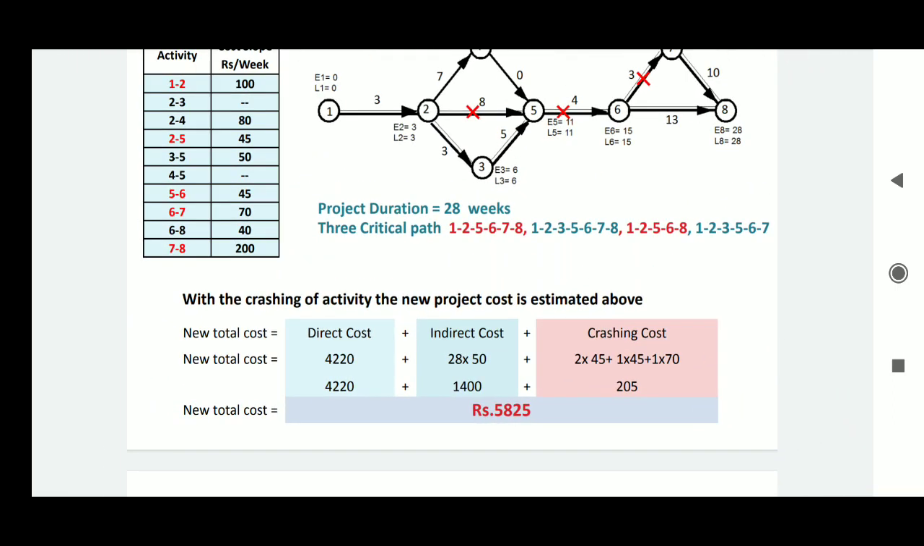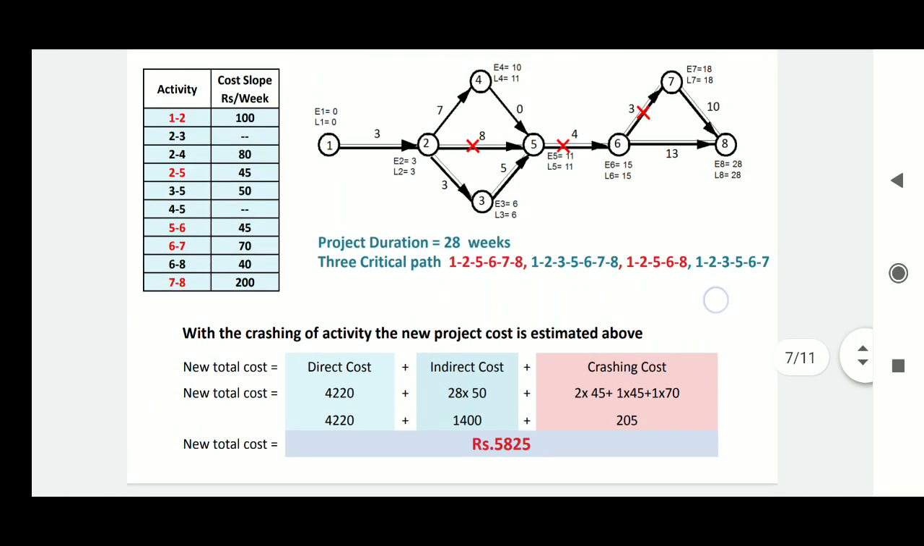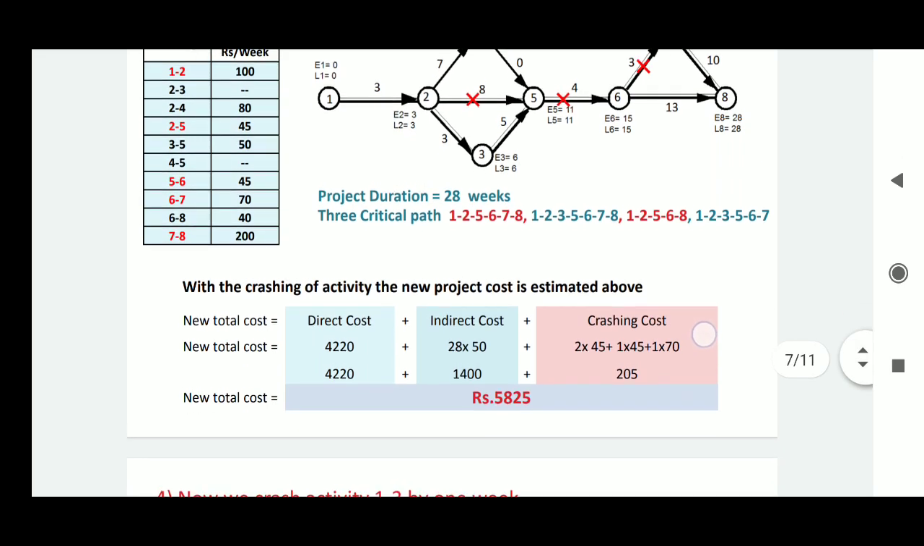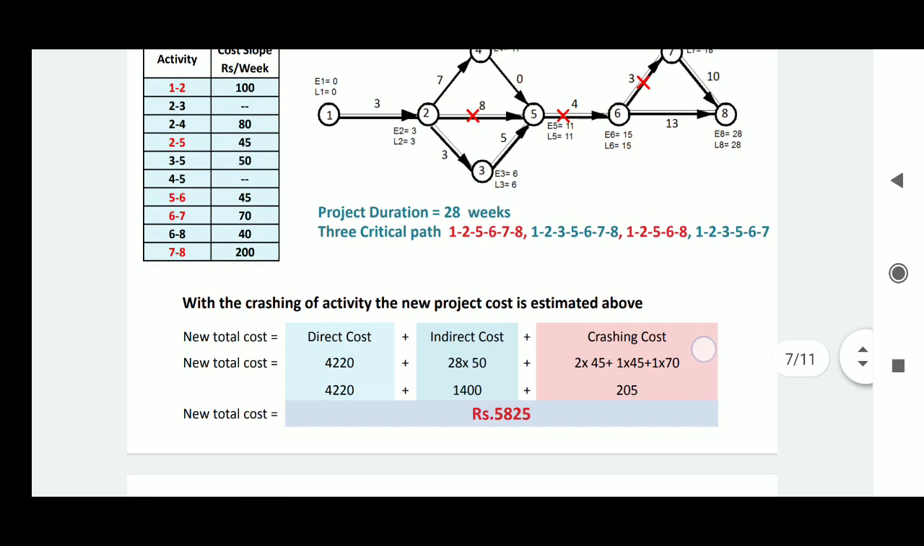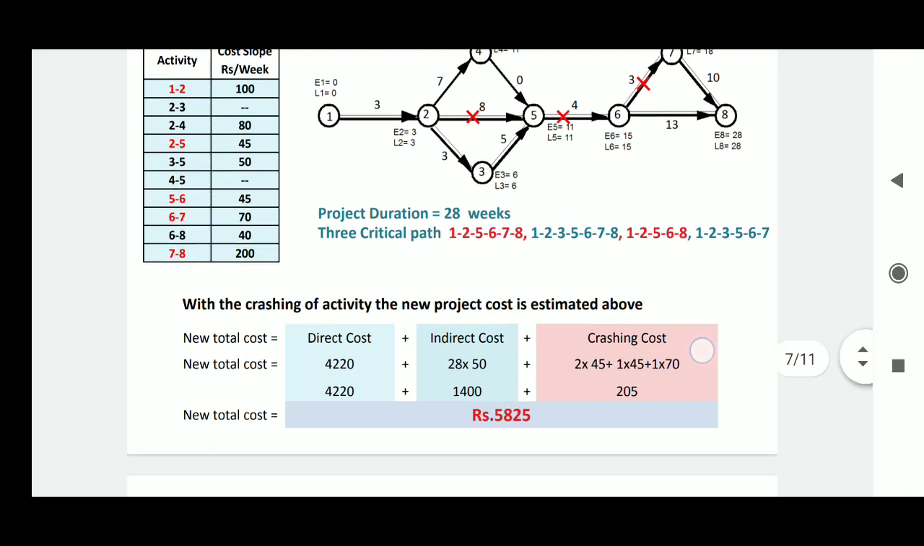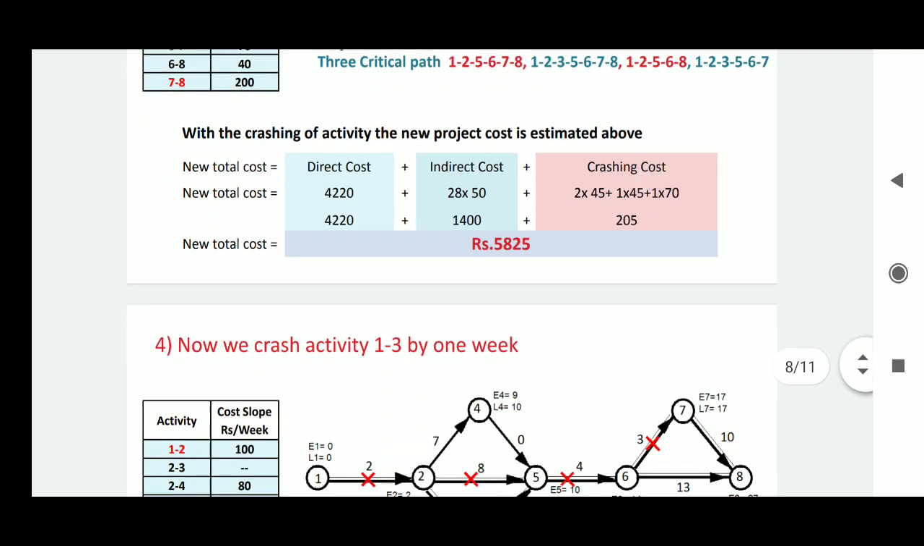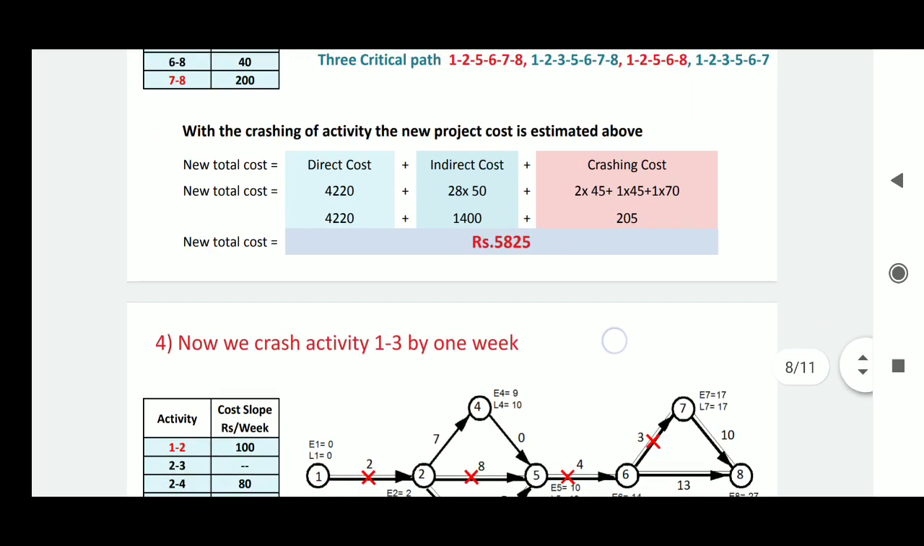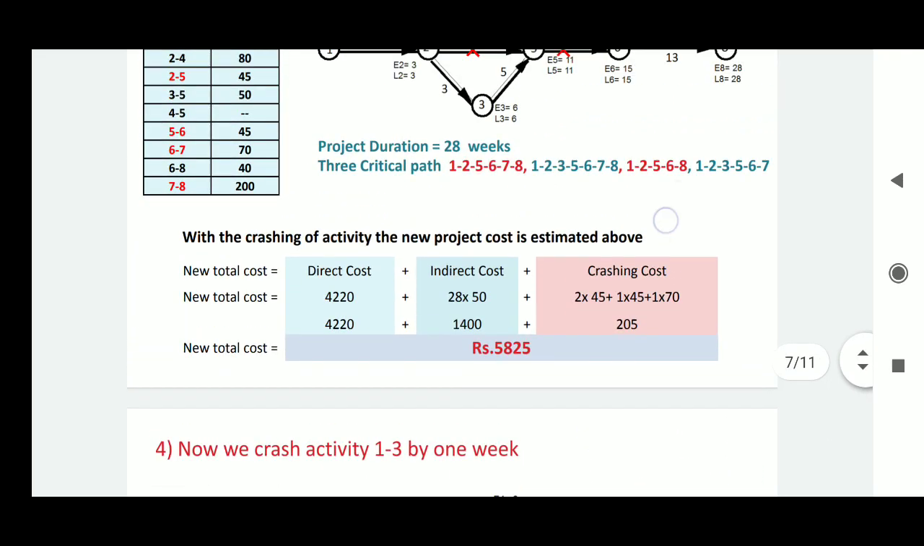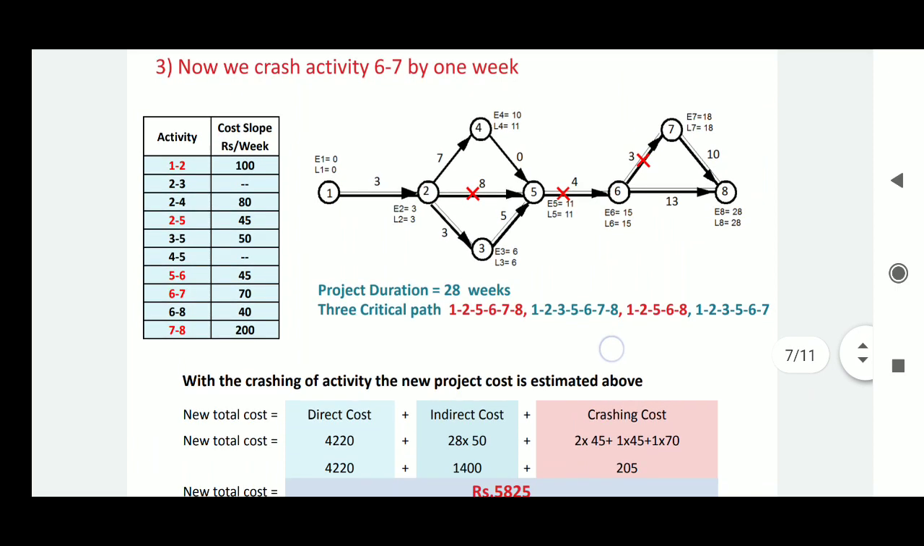plus 28 multiplied by 50, then 2 multiplied by 45, that previous crashing of the activity should be considered, and now we are crashing it by 1 week, and it is multiplied by 70. Now the project cost is 5825, so the project cost is increased and the duration is reduced. Okay, similarly now after that, the 6 7 slope was 670.